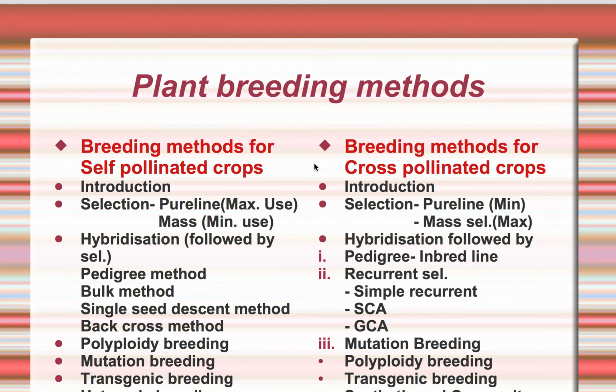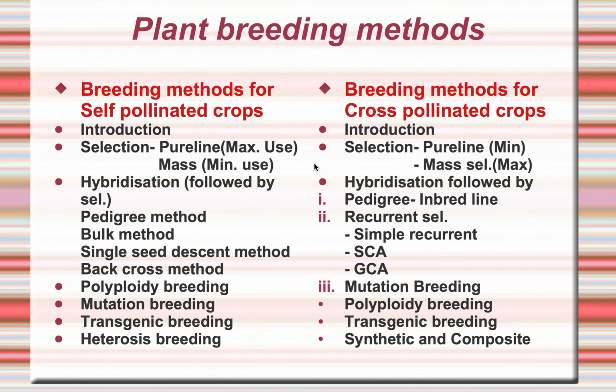The various breeding methods for self-pollinated crops are as follows: introduction, selection, which is again categorized as pure line selection and mass selection. Pure line selection is the one which is maximally used in the case of self-pollinated crops, whereas mass selection is minimally used in the case of self-pollinated crops.